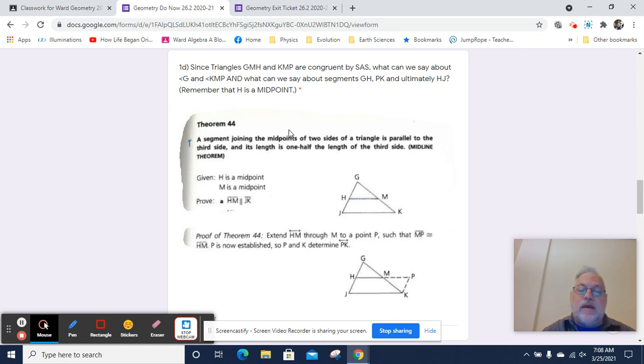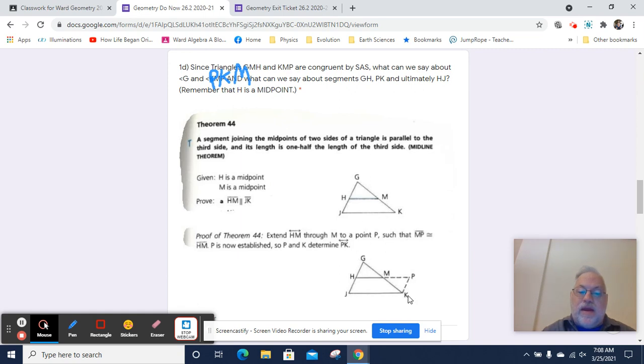I think I named this one wrong. I need to redo that one. It should be angle G and angle PKM. I'll fix that. But at any rate, what we can say about angle PKM and angle G, let me correct that real quickly. That should be K, that should be PKM. Okay, so I apologize for that. So here we go. We've got angle G and PKM.